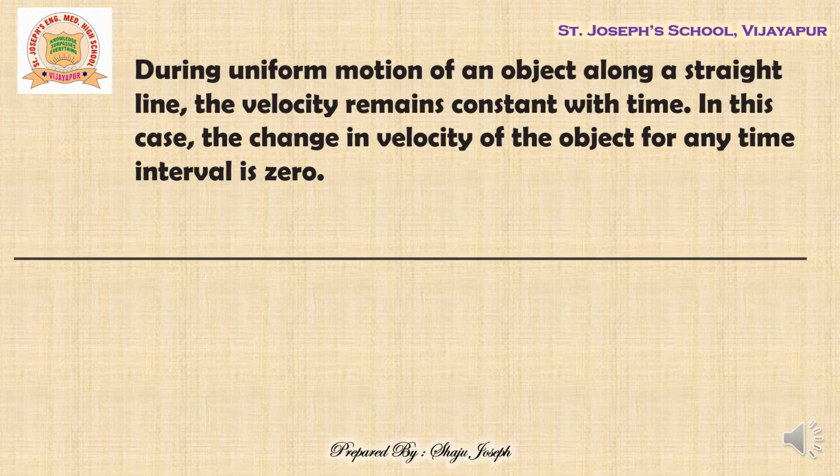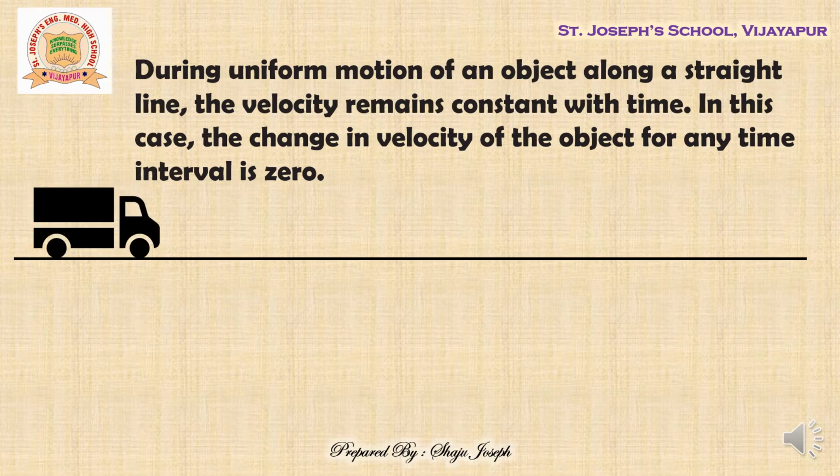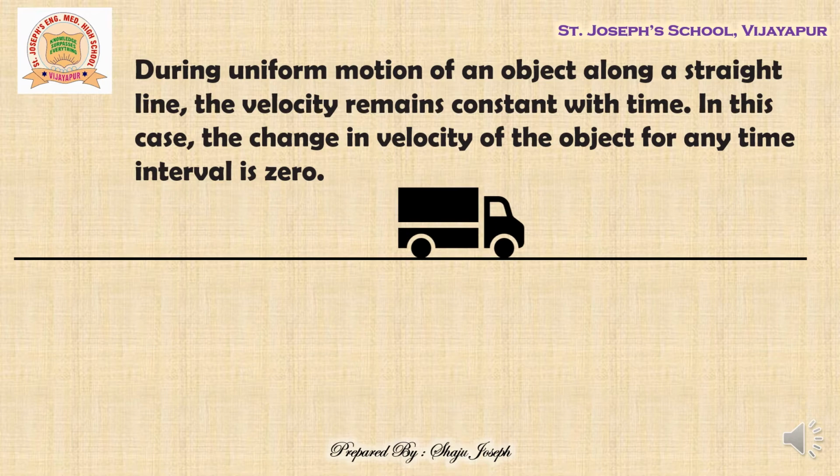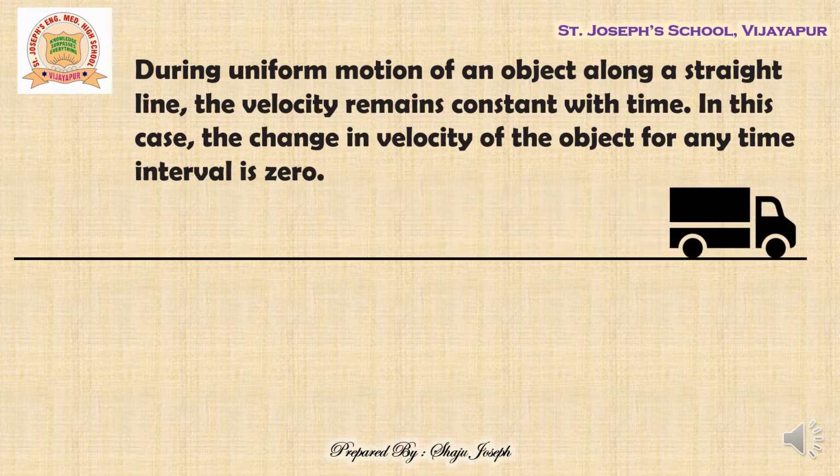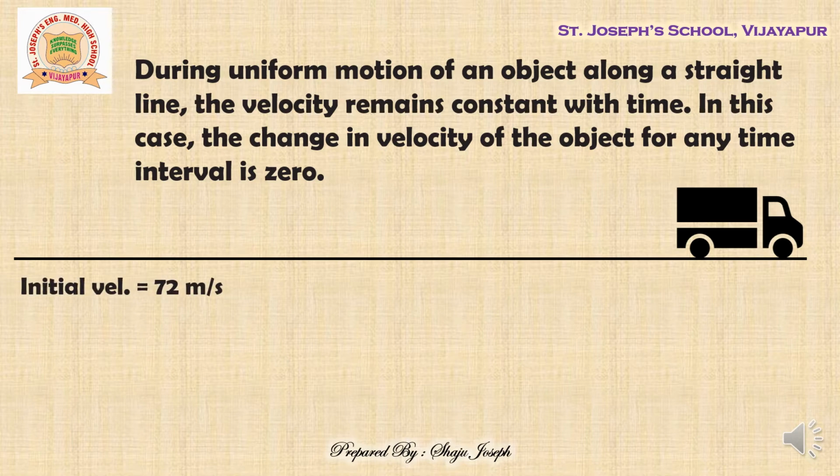Let us consider a straight path, and on that a vehicle moving with constant speed. Neither the speed nor the direction is changing. In that case, we can say that the velocity has not changed. So if the initial velocity, let me take an instance, is 72 meter per second, then the final velocity is also 72 meter per second.